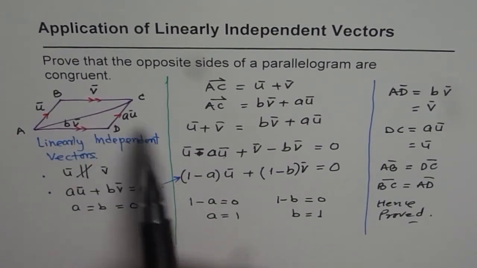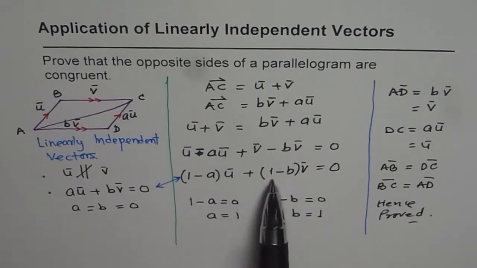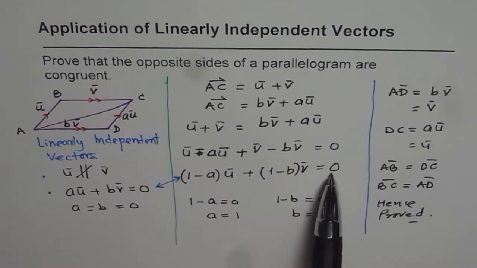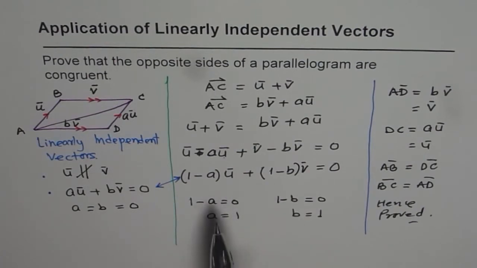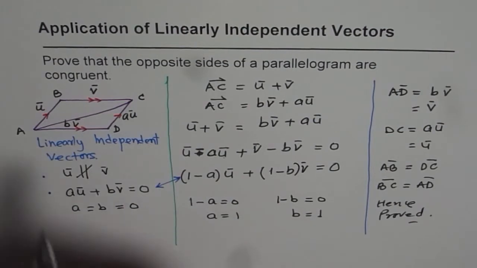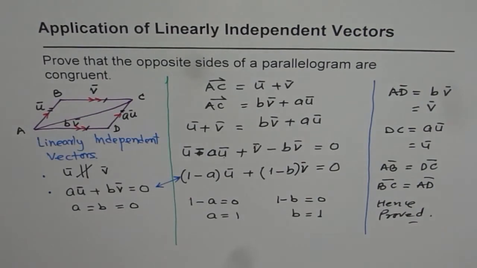Now since these two are equal, equating them, we get a linear combination. This linear combination is 0 only when the coefficients are 0, if the vectors are not linearly dependent, so they are independent vectors. Now equating the coefficients to 0, we say that a is indeed 1 and b is also 1, no other number but just 1. So that shows that the opposite sides are indeed equal. Do you see that? So that's how you can prove that the opposite sides of a parallelogram are congruent.